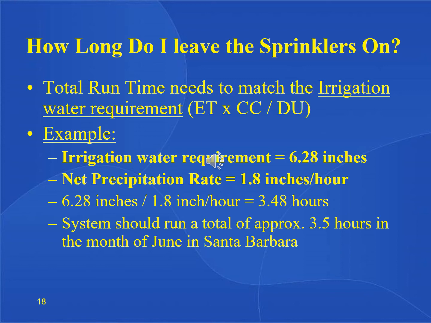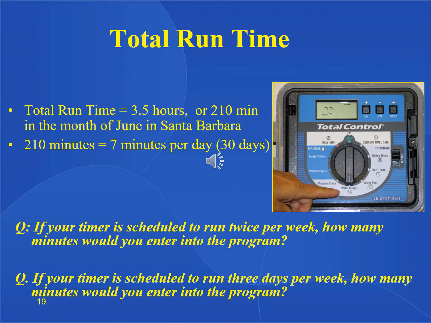If you take the 6.28 inches that's needed by the plant in June, and you divide it by 1.8 inches per hour that's being applied by your system, that means that you need to have your irrigation system on for basically 3.5 hours in the month of June in Santa Barbara for that Bermuda grass with that distribution uniformity. So let's convert 3.5 hours to minutes. That's 310 minutes that your system has to be on in the month of June in Santa Barbara.